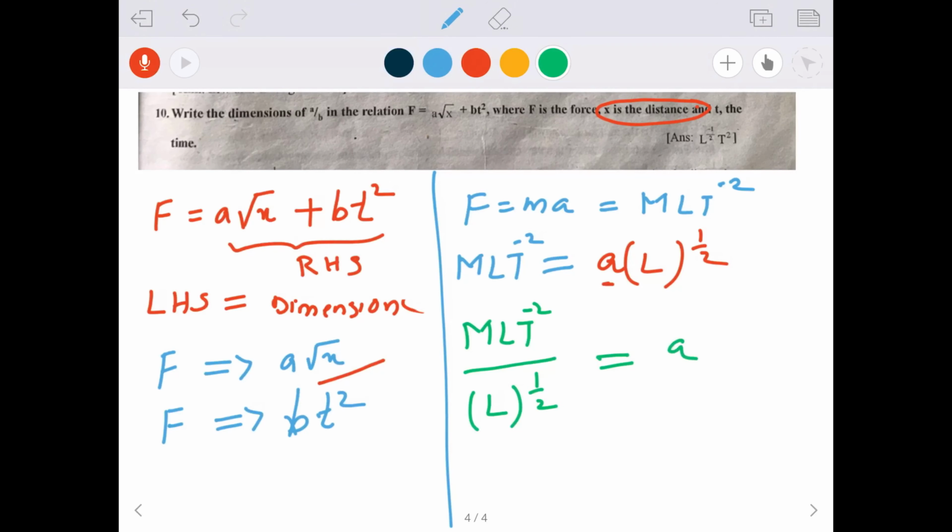Okay. So L raised to half will be L raised to minus half when it goes up. So I can write it as m L t raised to minus 2 in the numerator, then L raised to minus half, which equals m. Here you can see that the power of L is 1 and here the power of L is minus half. So 1 minus half is half. So m L raised to half t raised to minus 2.